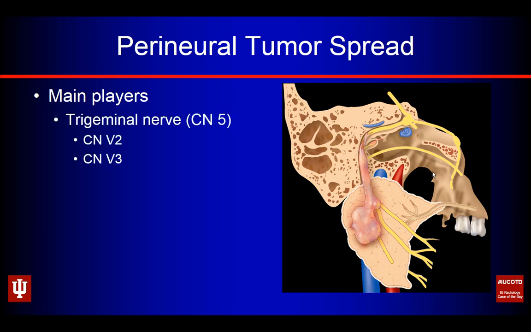First main player nerve is going to be your trigeminal nerve or cranial nerve 5. So with regard to salivary gland tumors, the most commonly involved main branches will be cranial nerves V2 and V3. You can have perineural tumor spread along the course of the facial nerve as well. As you can see in this diagram, this descending mastoid segment, the intraparotid segment of the facial nerve are involved.